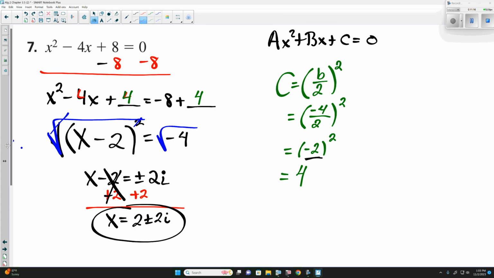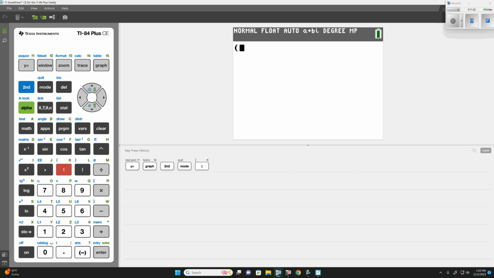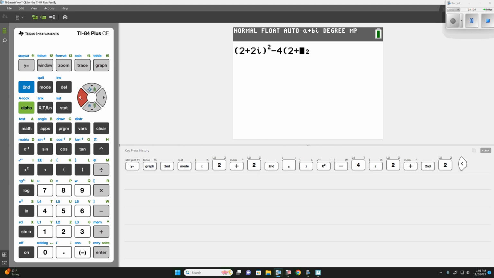We don't have to check it, but if we wanted to, we could. I could grab the graphing calculator and say 2 plus 2i squared, because I replaced the x squared, plugged in one of our answers into it. Then we have minus 4 times 2 plus 2i plus 8. So I replaced both x's with 2 plus 2i, yes? And what did the equation say it equaled? 0, yes? And that is what we get.